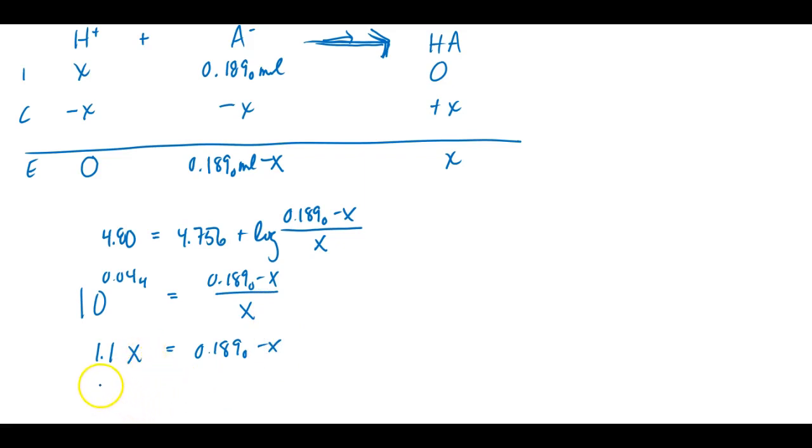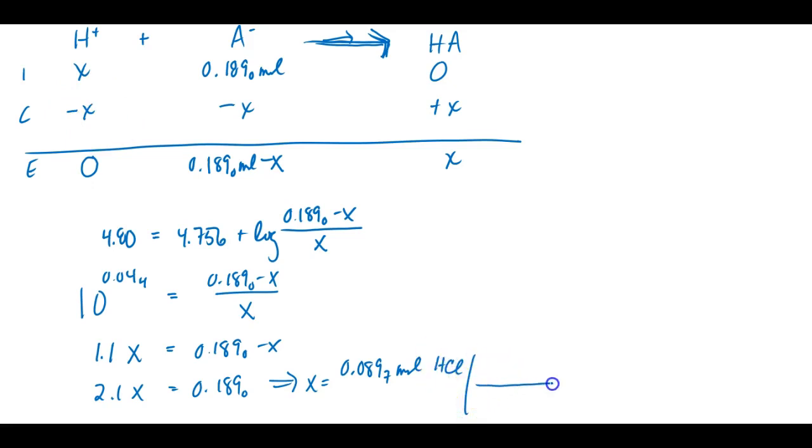Add X to both sides, that's 2.1X is equal to 0.1890. And then solving for X gives 0.0897. That is the moles of H plus, isn't it? And that also equals the moles of HCl.